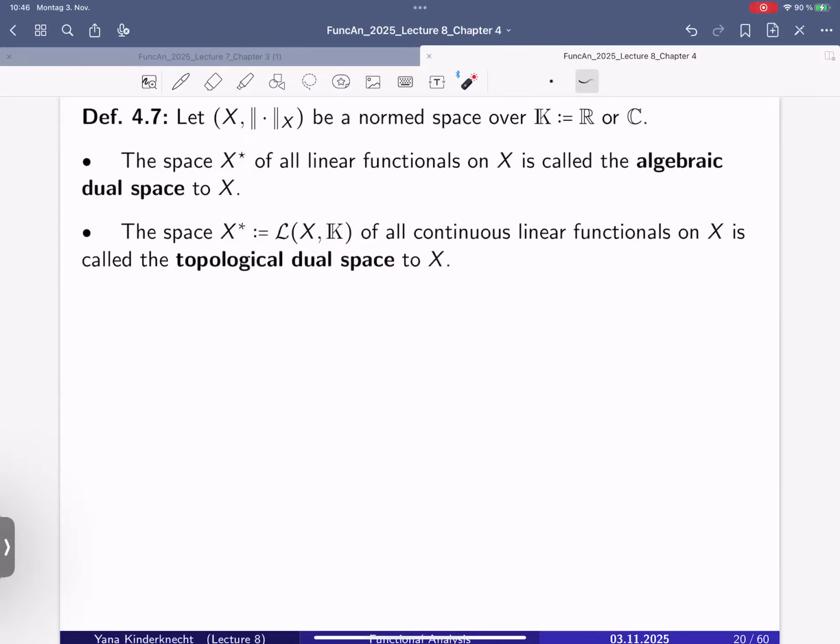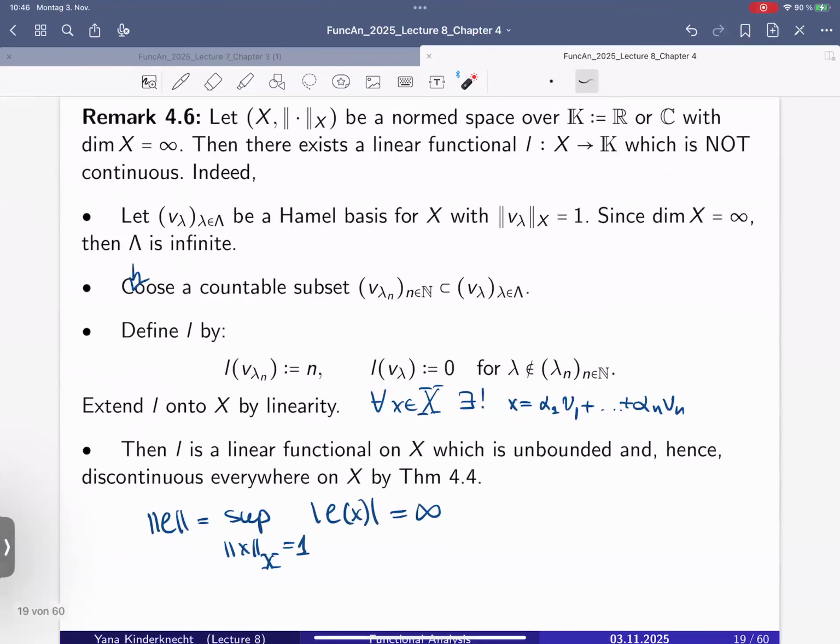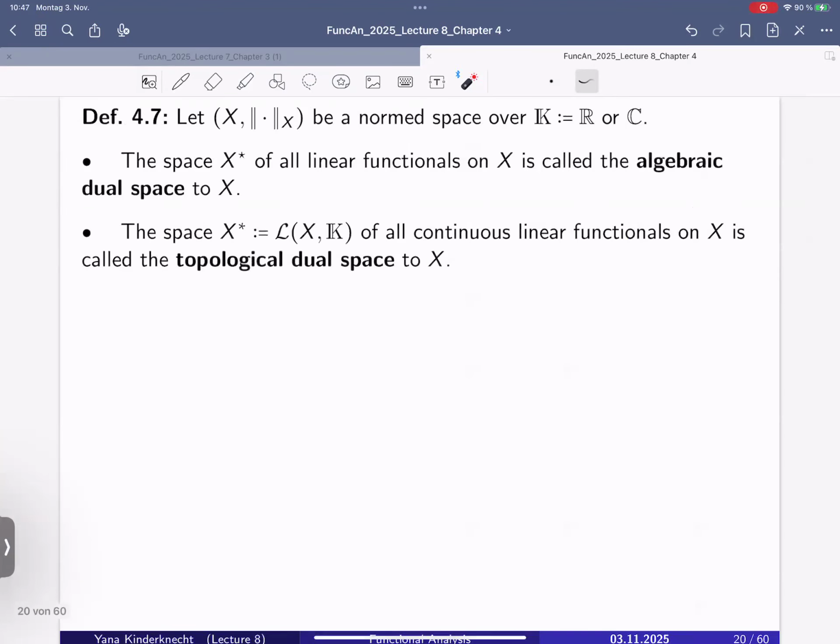So let me make a remark. If we are in the finite dimensional situation, these two things are the same. That's why both are X star. But as we have seen already from the previous remark, in the infinite dimensional situation, there are some linear functionals which are not continuous. So the algebraic dual is a bigger space than the topological one.